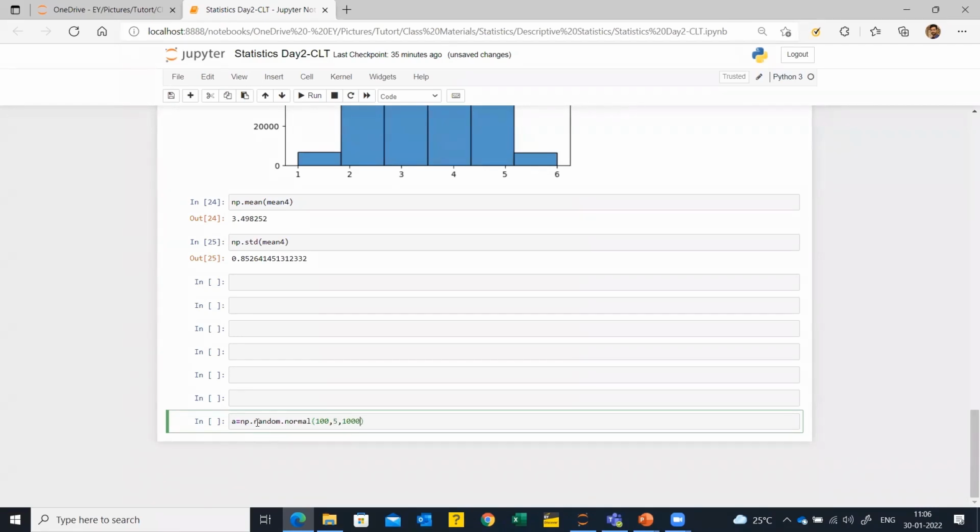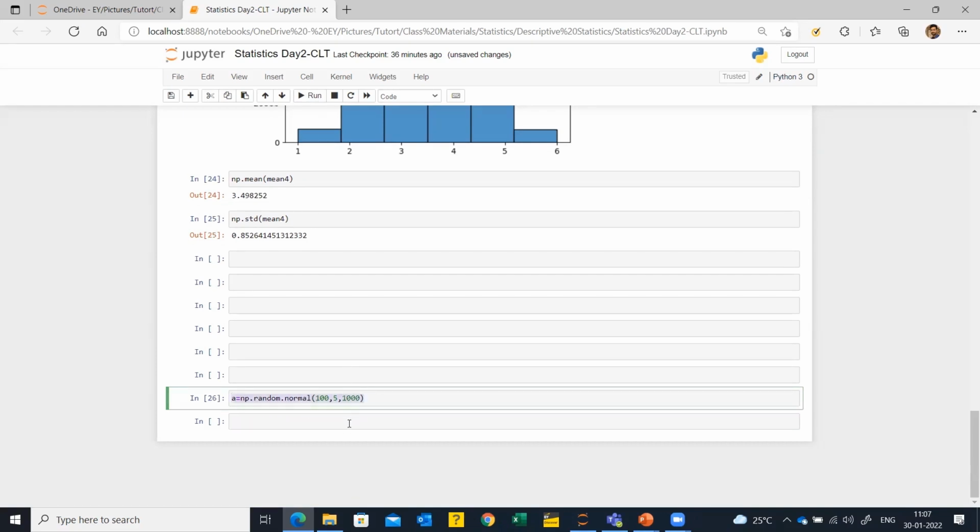So when I use a normal, it means that your mean is 100 and your standard deviation is 5. Okay, and you are plotting for 1000 data points. So the normal arguments are: first the mean equals 100, the standard deviation is 5, and the total number of items is 1000. Okay, it will randomly generate 1000 items for you with mean equal to 100 and standard deviation equal to 5. Okay, let's run this.